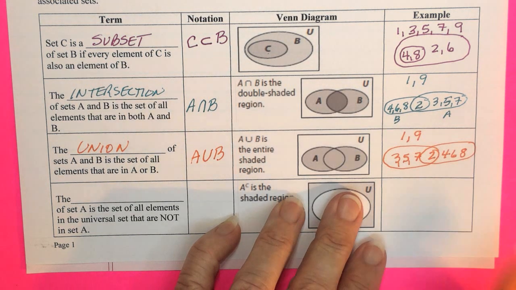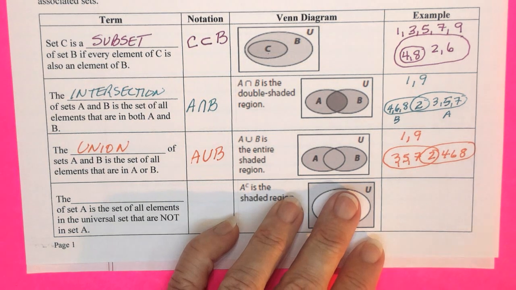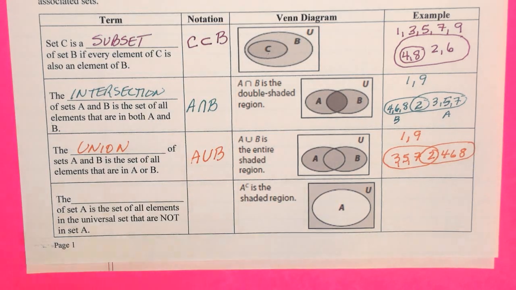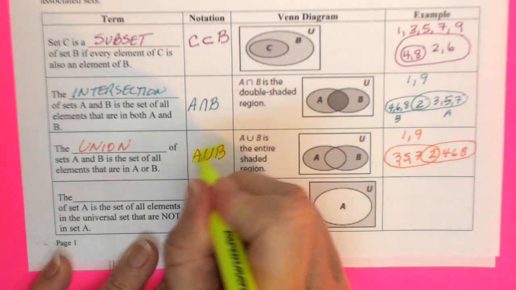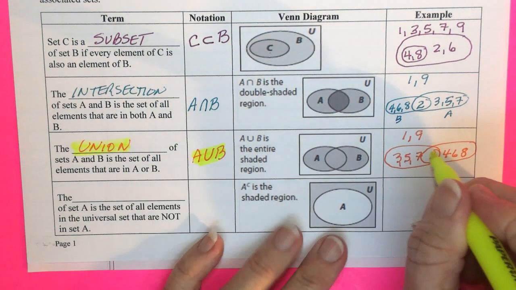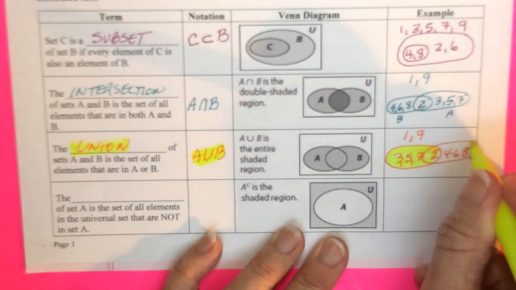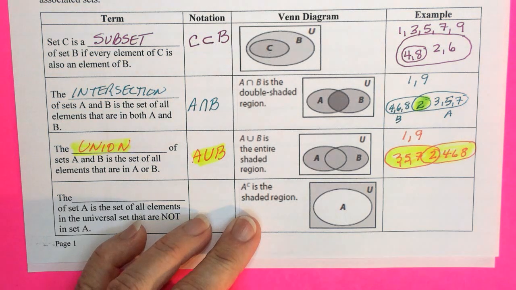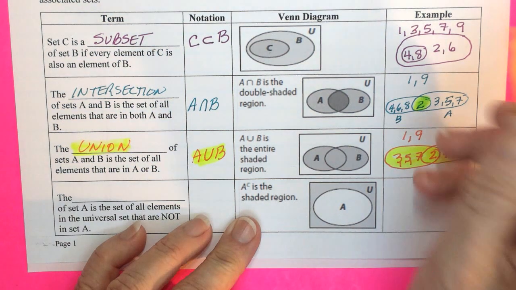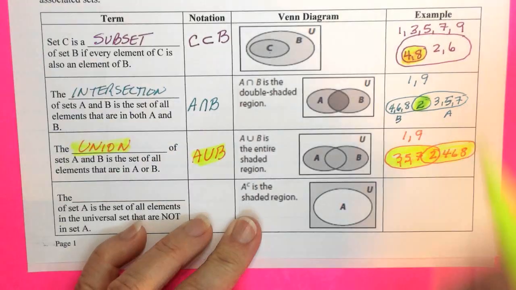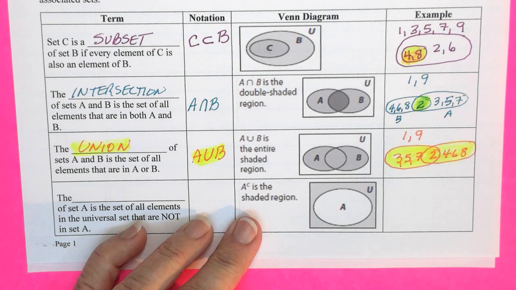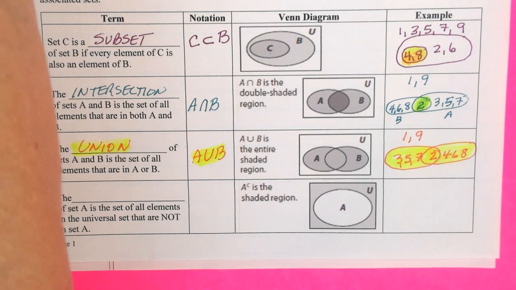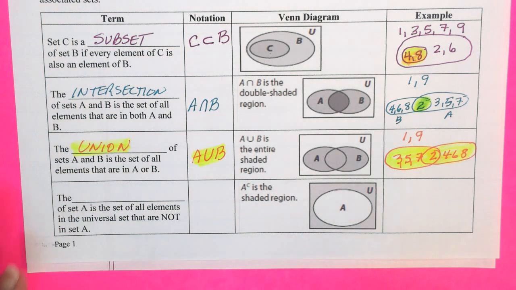But we are considering, let's see if I can find a highlighter nearby. Maybe not the color I want. This would work. A union B are all these values together versus the intersection here was that. And the subset C were those values. I've highlighted in yellow each important distinction. Okay, we have one more to look at here on this page.